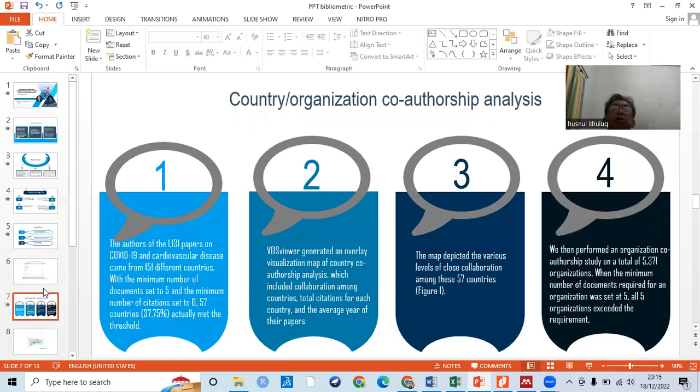Country, organization, or co-authorship analysis. The author of the 1,131 papers on COVID-19 and cardiovascular diseases came from 151 different countries, with the minimum number of documents set to 5 and the minimum number of citations set to 0.57.